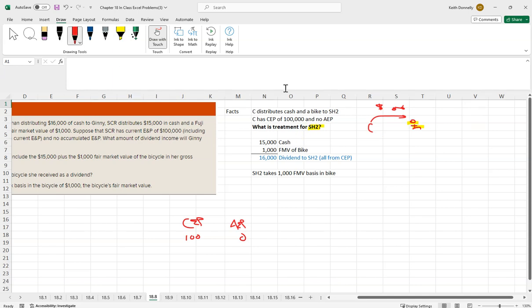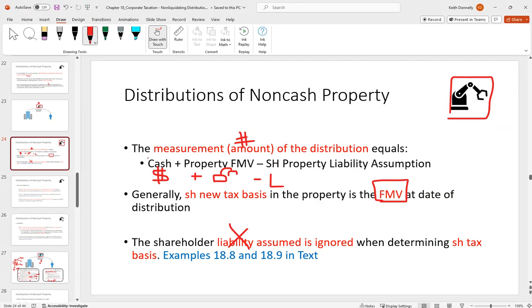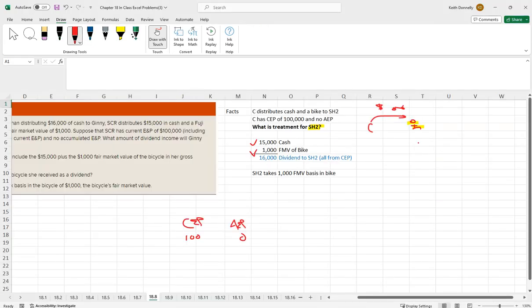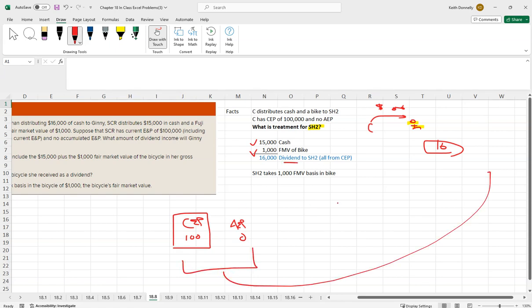Well, we've got to put a number on this. The number is going to be the fair market value of the cash plus the fair market value of the bike. Cash plus property fair market value. Accordingly, our number is 16,000. We got 16 in cash, and we have 100 of CEP. All of that is going to be a dividend because it came from AEP. Likewise, if we went up to this shareholder afterwards and asked, what is your basis in that bike, it's going to be the fair market value.